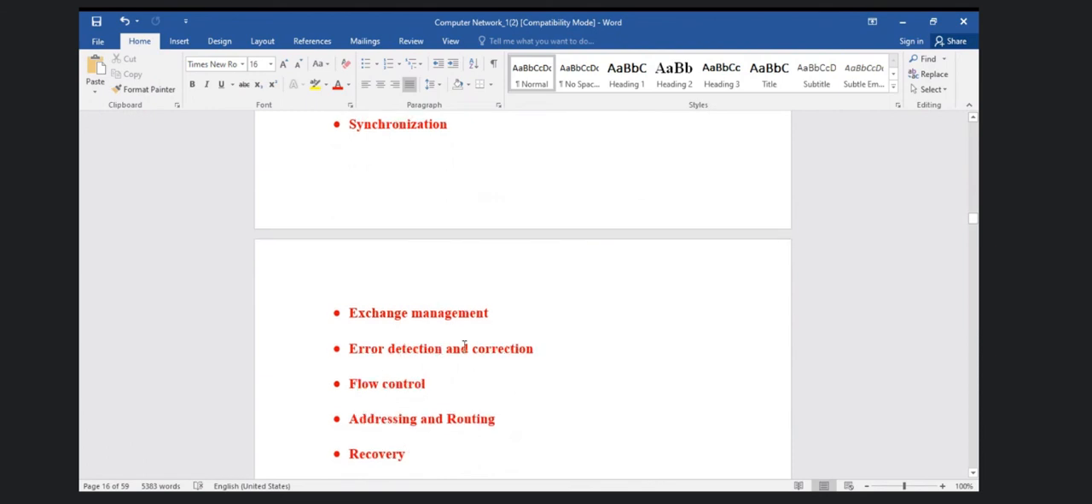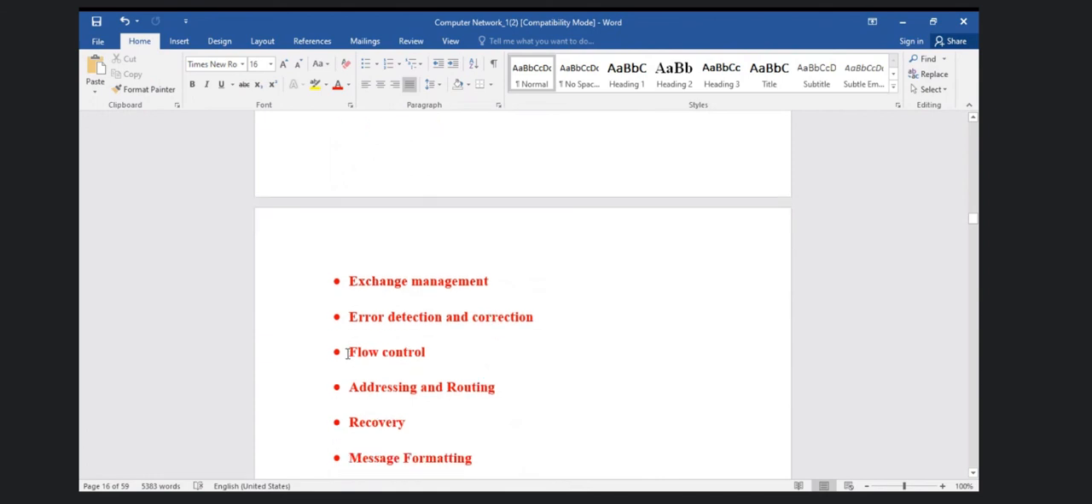Now, error detection. I have already told you why errors occur. So the communication system should be such that we are able to find out the error and correct the error. Now, flow control, that I have also told you.